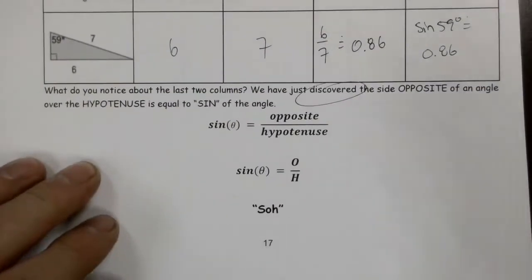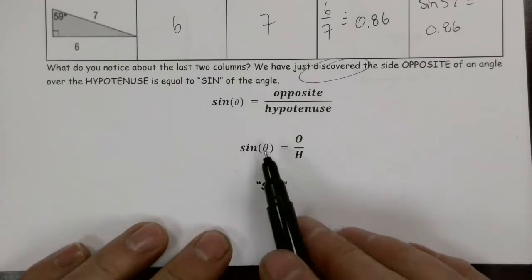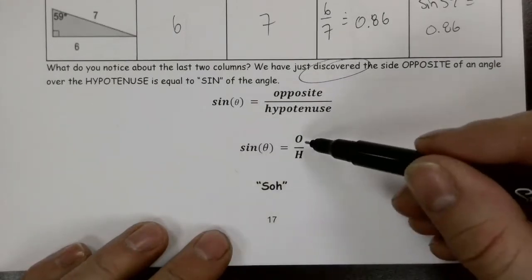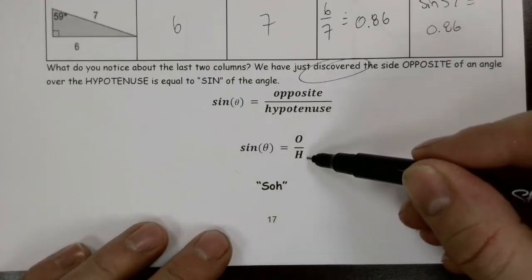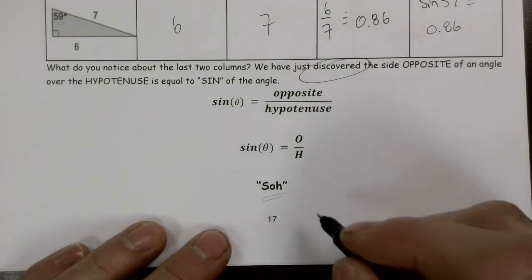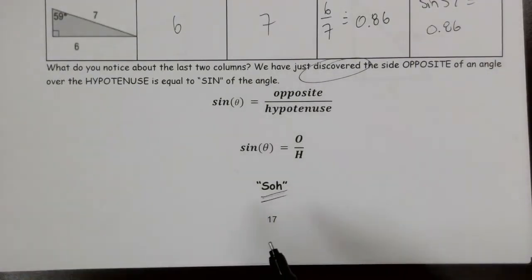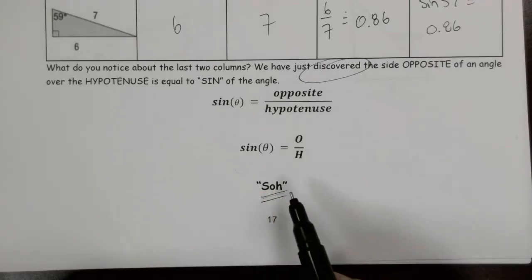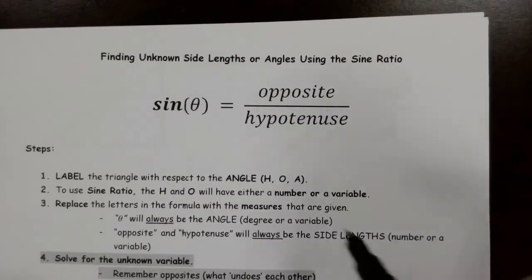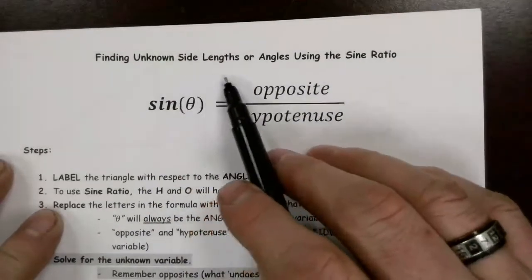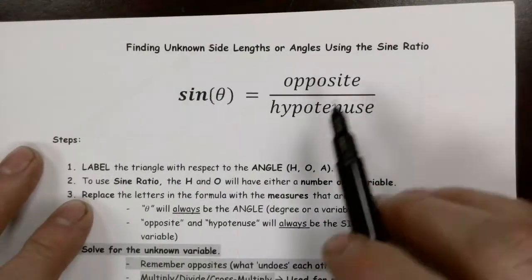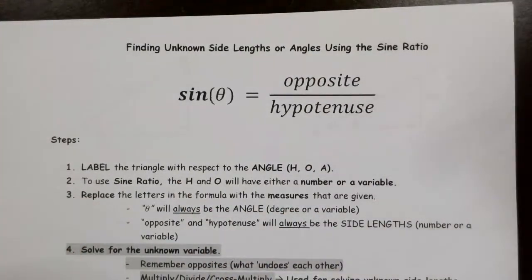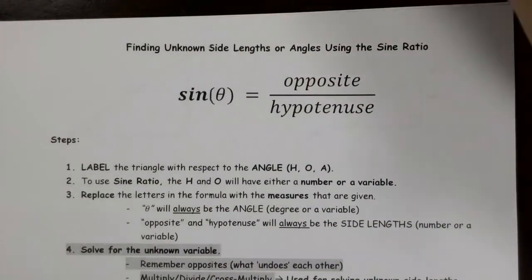So the sine of an angle is going to be equal to the length of the opposite side divided by the length of the hypotenuse. And you're going to see how this is significant. Sine: opposite over hypotenuse. Okay? And you see that up here. So if you're going to find unknown side lengths or angles using the sine ratio, sine of theta is opposite over the hypotenuse.